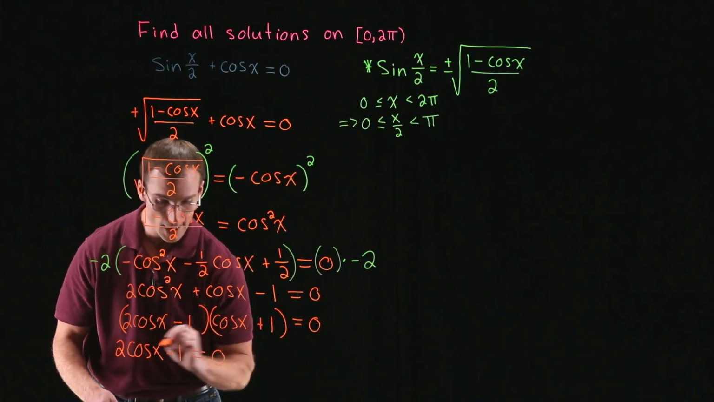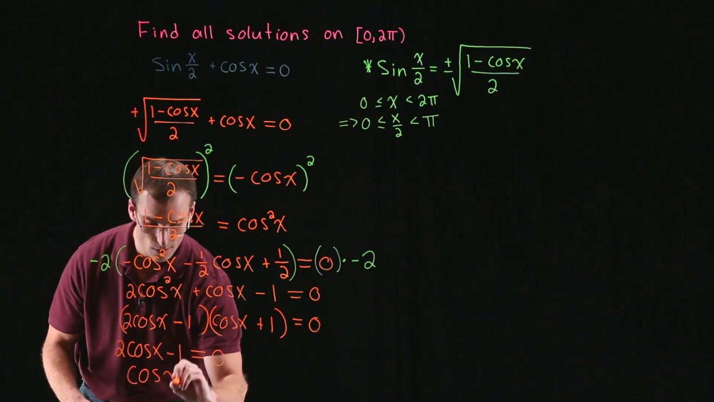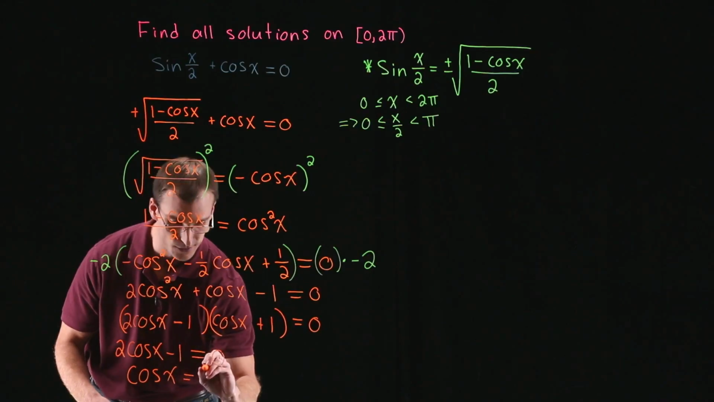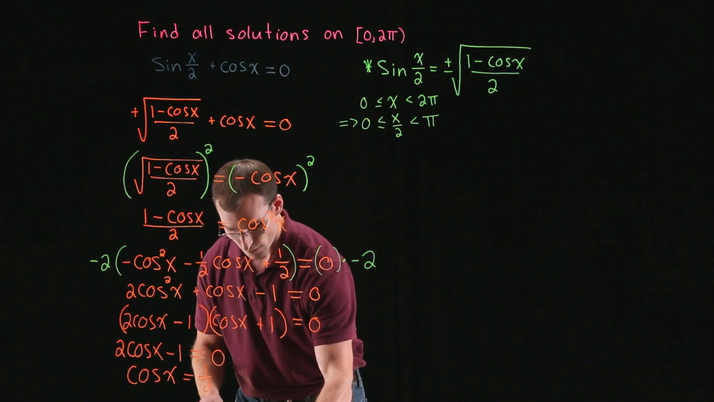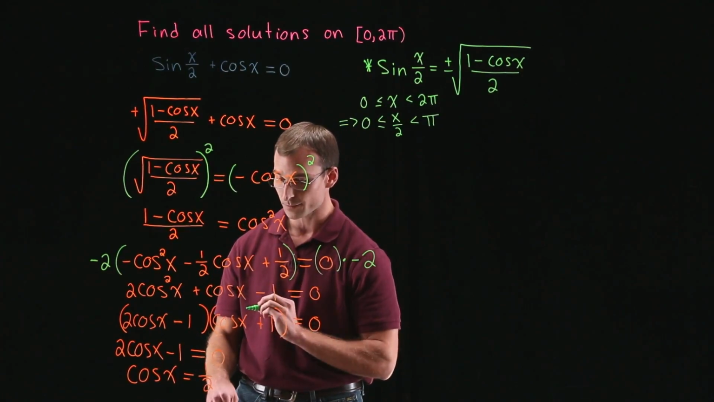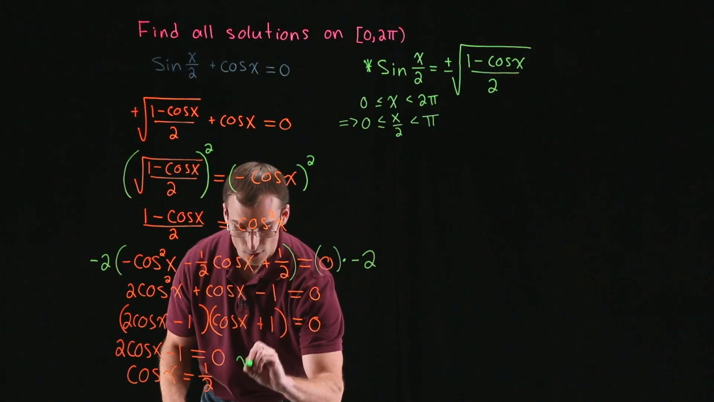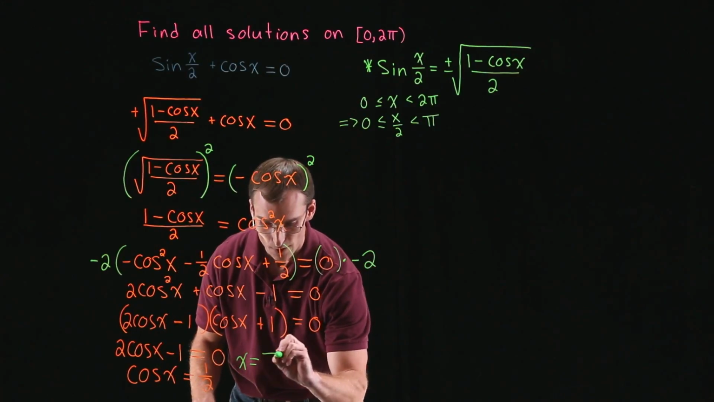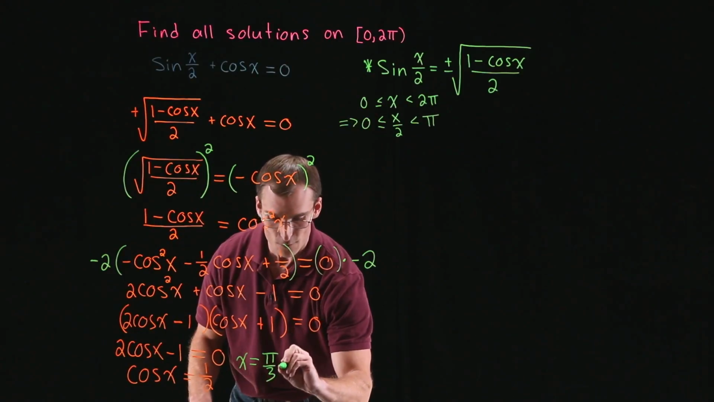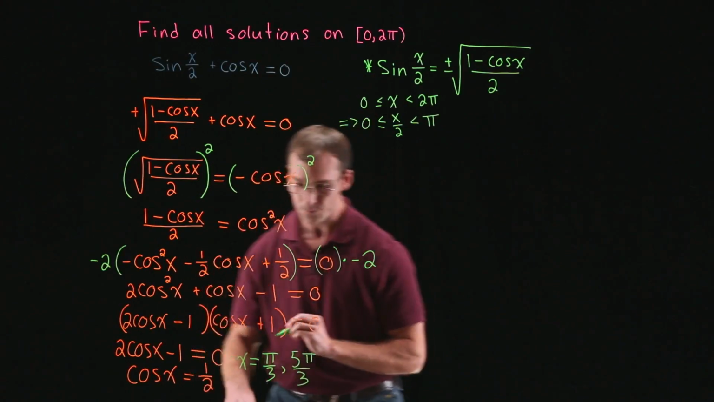So if we add 1 and then divide by 2, we get where cosine of x is equal to positive 1/2, right? And so where is cosine of x equal to positive 1/2, or what angle gives us a cosine value of positive 1/2? Well, we know it's x equal to, say, pi over 3 and 5 pi over 3.